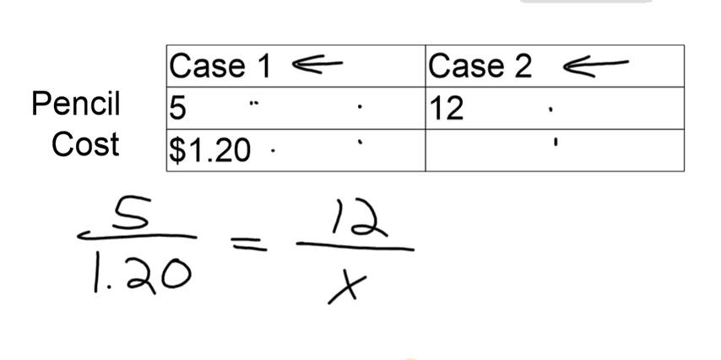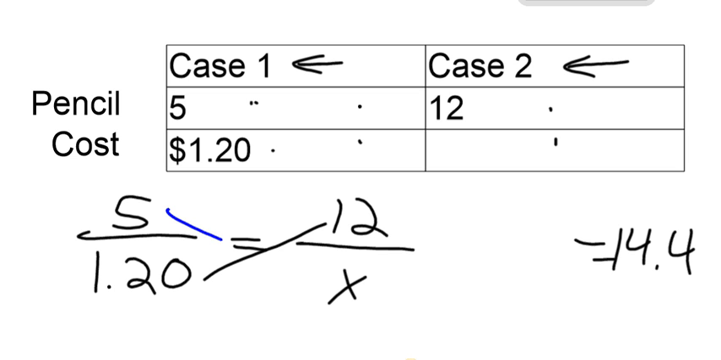So 12 times 120, that's multiplying this way. And then, of course, we're going to multiply this way like this. And that's going to give us 5x. So 5x equals $14.4. And then I'm going to divide by 5, divide by 5.